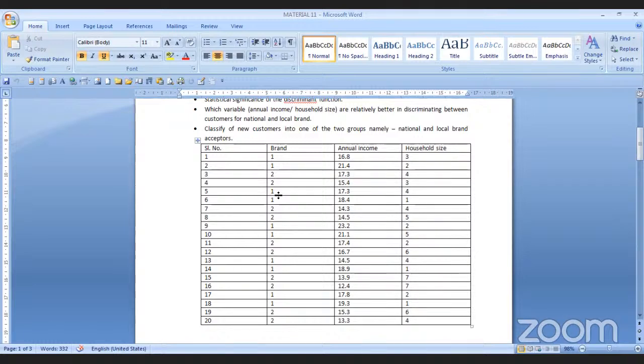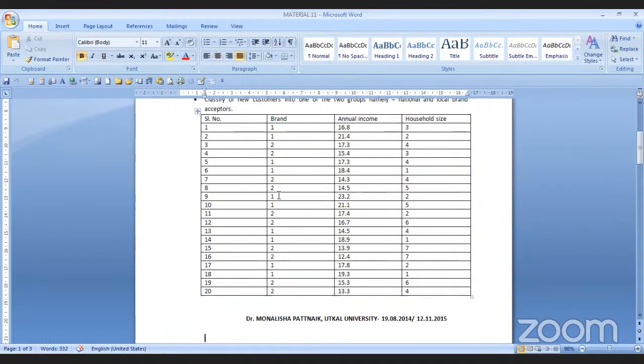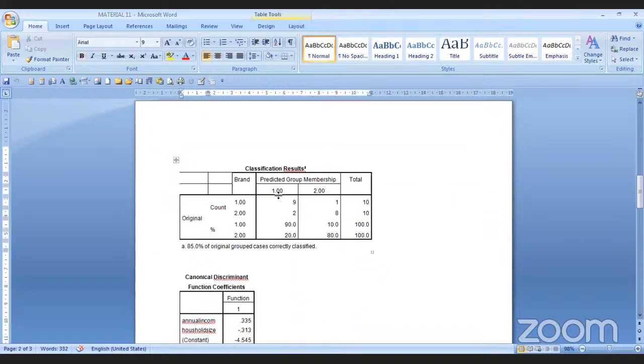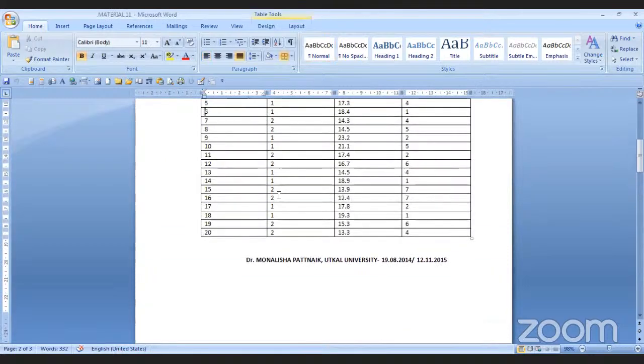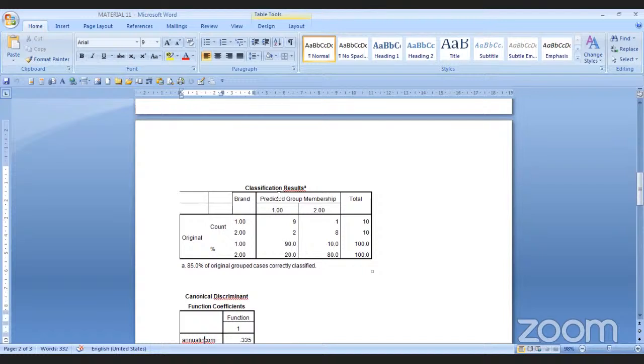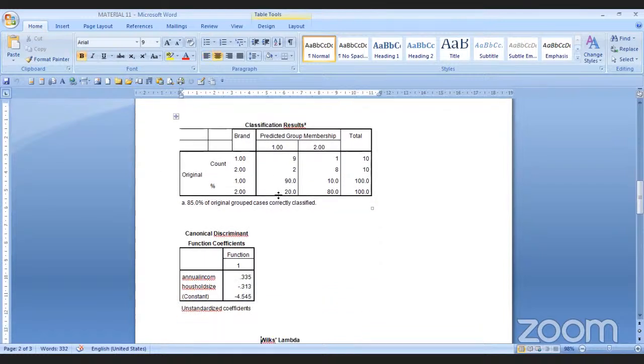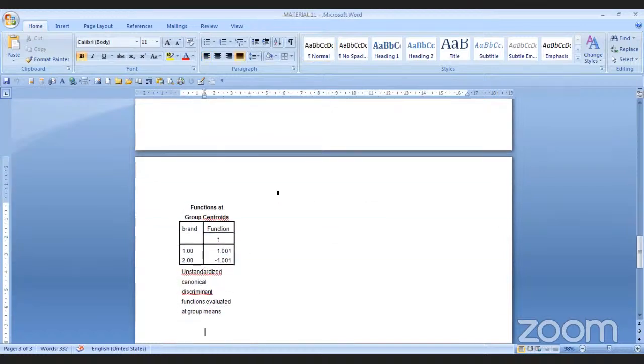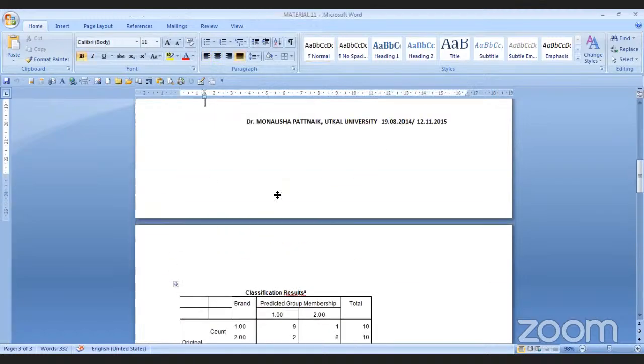These are some data points given to you. Without data points, you cannot frame the model. Here it is 20, it may be 200 also. In that case, it is very difficult to do manual calculation, so it is best to use the SPSS package. I will explain the steps. After using SPSS, we have got classification results: the canonical discriminant function coefficients, Wilks' lambda, standardized canonical coefficients and group centroids. Like this you have got the results.